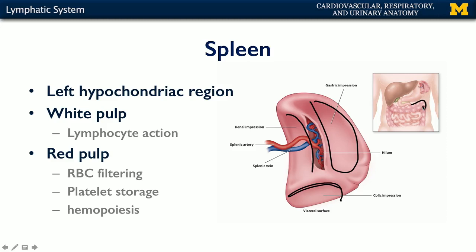And we can see that the spleen is served by two major vessels. There's the splenic artery, which is a branch of the celiac trunk, which is a very tortuous or curvy artery that enters the spleen at the hilum. And then blood is drained from the spleen via the splenic vein, which is one of two veins, the other being the superior mesenteric vein, which comes together to form the hepatic portal vein that transports blood from the GI to the liver.